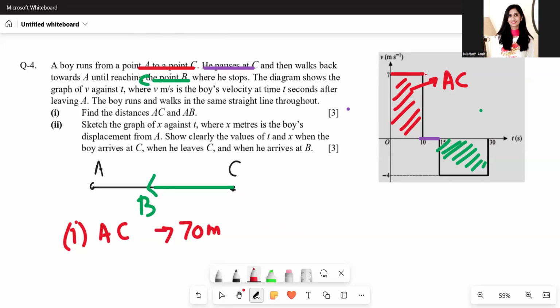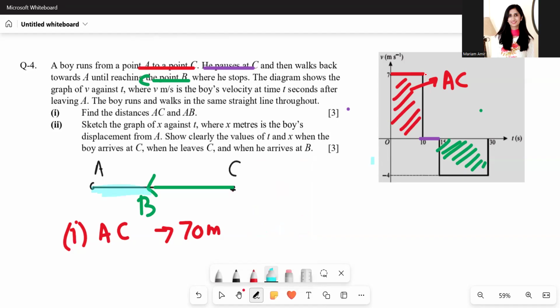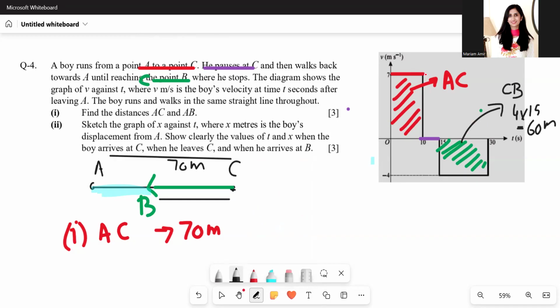Next we need the distance from A to B. So this distance would be this distance, which is 70 meters, and this distance subtracted from each other. So this is the distance B to C or C to B. And this is 4 times 15, 60. So this is a distance of 60 meters. This was a distance of 70 meters. So in between, from A to B, the distance would be 70 minus 60, which is 10 meters.